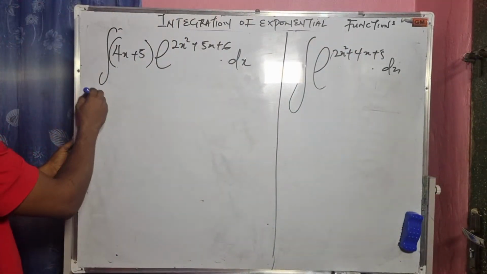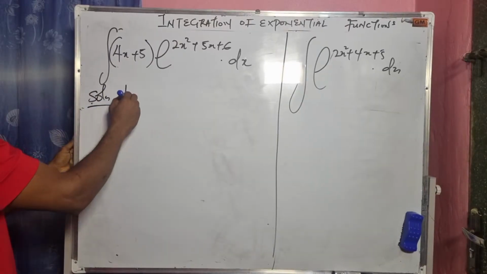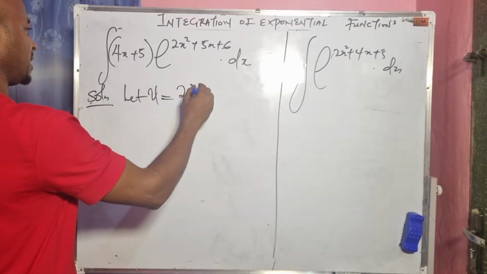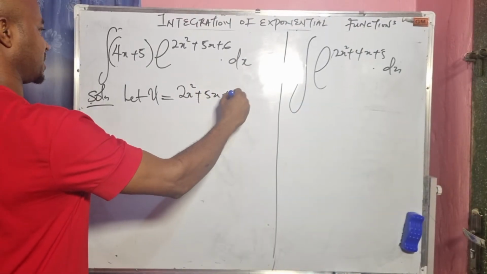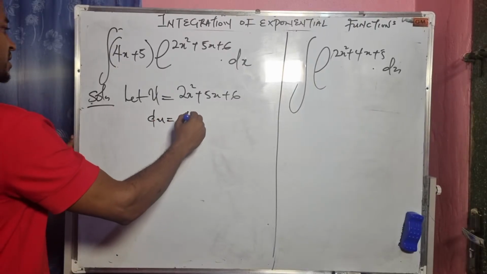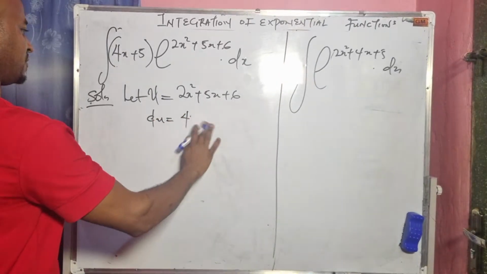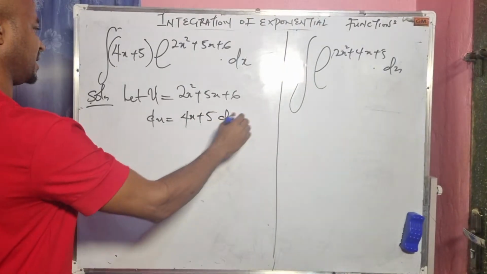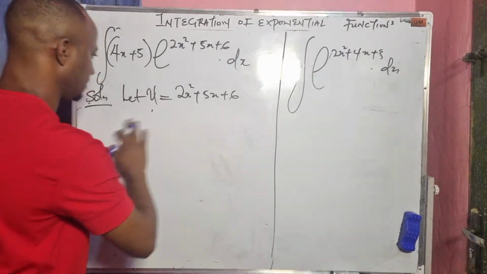But for the solution to this, we're going to say let u equal to what? 2x² + 5x + 6. So that means our du will give us 4x + 5. 4x plus what? 5. So yeah, all in x, right? Okay, let me bring it out again.